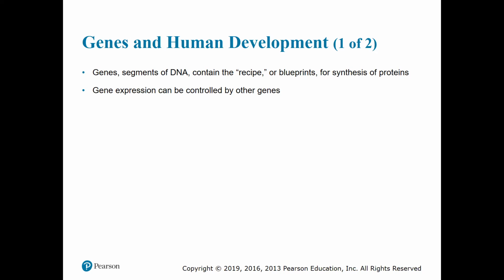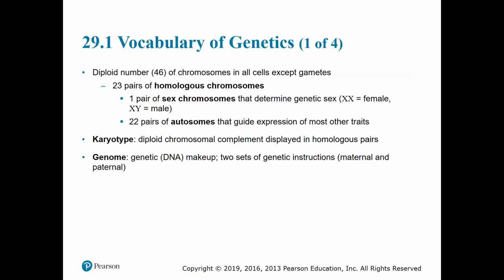So some definitions to get us going. Again, a reminder about our diploid number. The diploid number is 46, the number of chromosomes in all cells except for our gametes. Gametes have just half, so they have 23. We get to 46 because it's 23 pairs of homologous chromosomes. That's one pair of sex chromosomes, either XX for female or XY for male in a non-pathologic sense, and 22 pairs of autosomes that guide expression of the majority of traits. The karyotype is our chromosomal complement displayed in homologous pairs, and the genome is the whole meal deal.